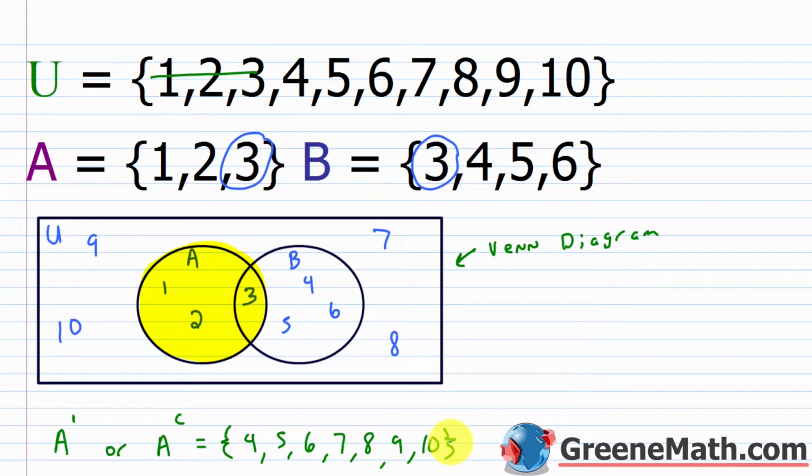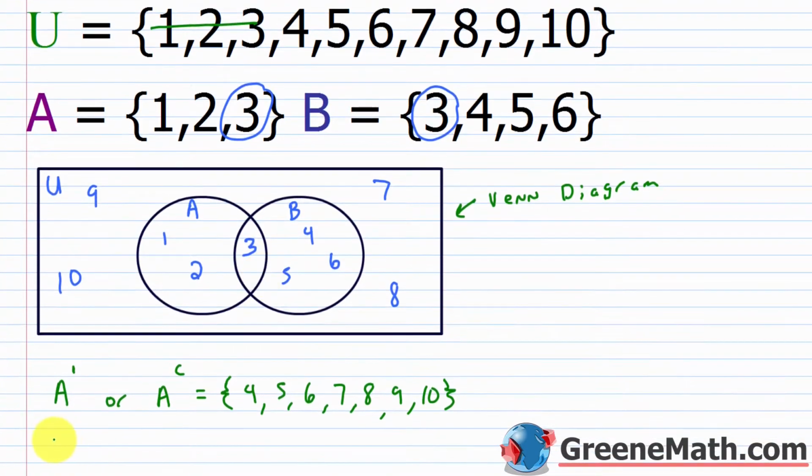As another example, let's take B complement. Let's erase this, and you can put B prime or B complement like this. In this scenario, I could either do it this way: I can say, okay, B contains 3, 4, 5, and 6. I can mark those out and say the complement is 1, 2, 7, 8, 9, and 10. Or visually, I could look at my Venn diagram. If I look at B right here, everything outside of this is going to be the complement of B. So I'm looking at, again, 1, 2, and 7, 8, 9, and 10.